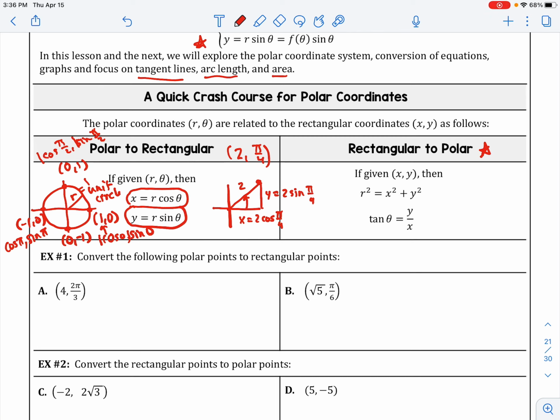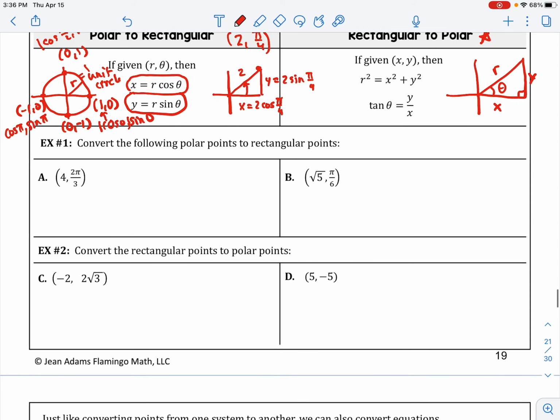And then rectangular to polar: if given x, y, then r squared equals x squared plus y squared. We also have, if this is our x and this is our y, we can see that opposite over adjacent would be the tangent of theta is y over x. So we also have that situation. So either r squared equals x squared plus y squared, or the tangent of theta equals y over x. And now we go to converting the following polar coordinates to rectangular coordinates.